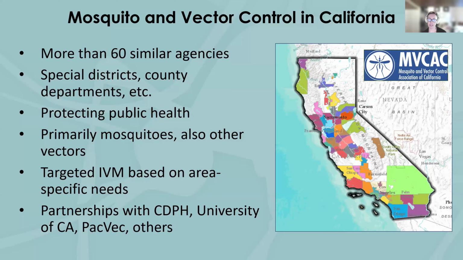One of the fantastic things about these local agencies is that they're able to really target and specialize in local problems and become specialists in those local issues. I mentioned collaborations and partnerships. All of these agencies collaborate with each other as well as with the California Department of Public Health, the University of California, and other agencies that are focused on public health. And those collaborations are super important.